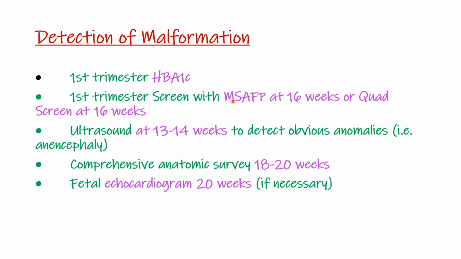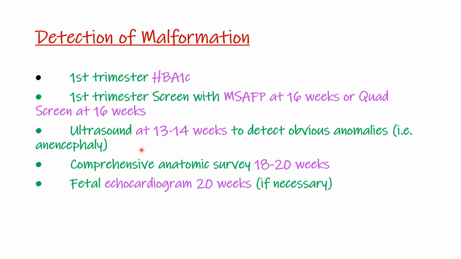First trimester screen, you do alpha fetoprotein at 16 weeks. In addition to that, you can also do the quad screening test at 16 weeks. The quad screening test contains alpha fetoprotein, beta HCG. You can also have unconjugated estriol and inhibin A.